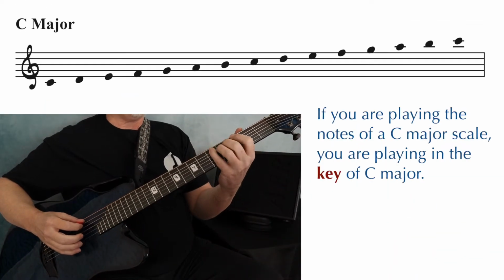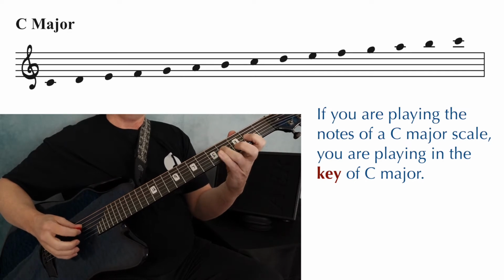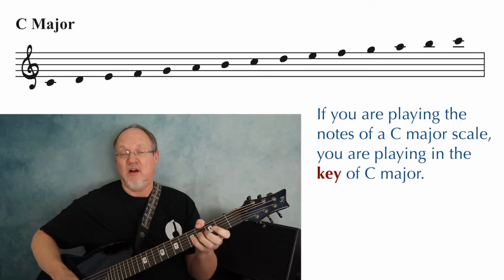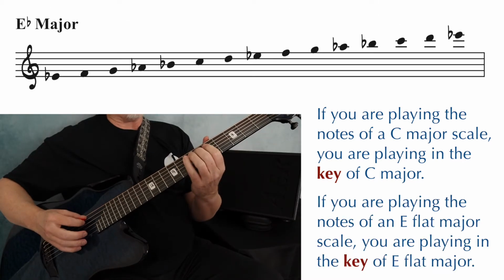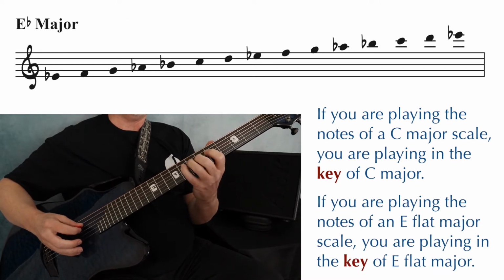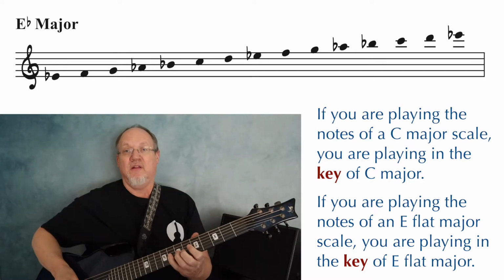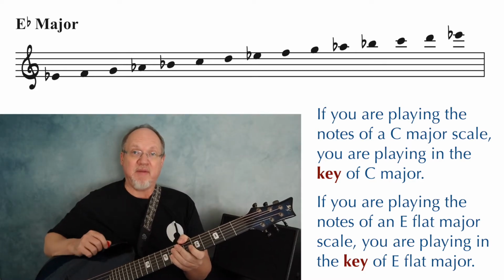Now, if you're playing the notes of a C major scale, then you are in the key of C major. And if you're playing, say, the notes of an E flat major scale, then you're playing in the key of E flat major. I'm going to show you some easy tricks for identifying major key signatures at a glance. We're going to start with the sharp keys.